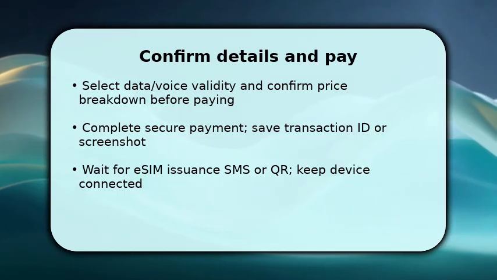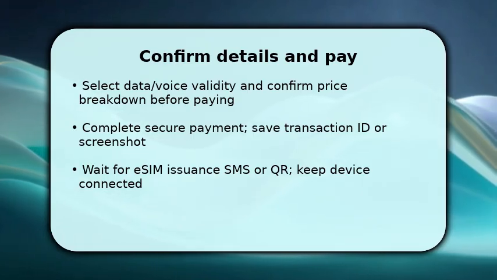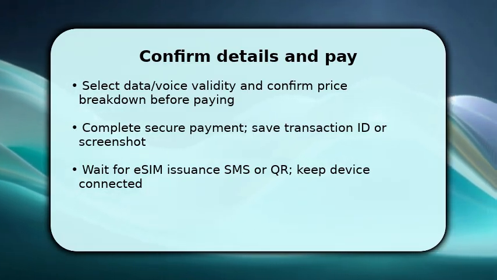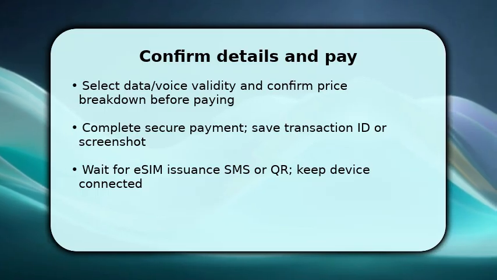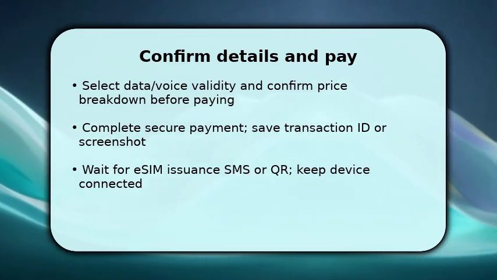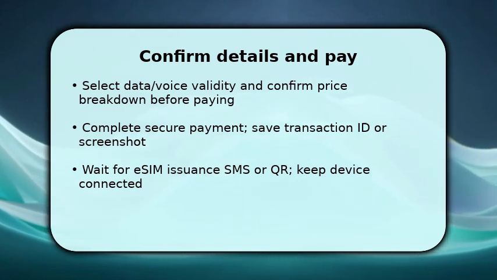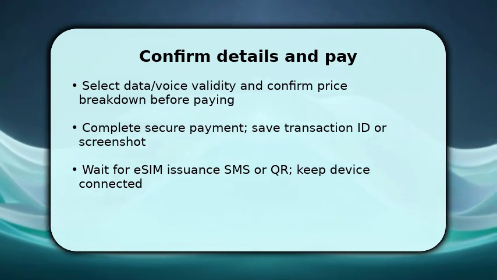Follow any OTP prompts to authenticate. Once payment clears, Banglalink will generate an eSIM order and usually send a QR or activation code to your registered contact. Keep your device online. The system often links the eSIM to your account automatically once the QR is scanned or code entered.